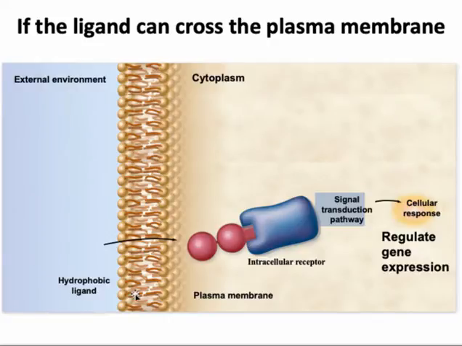Common signaling molecules that follow this pathway, that are hydrophobic ligands, are steroid hormones. Steroid hormones such as testosterone, estrogen, or cortisol are derived from cholesterol, which is a lipid. So all those steroid hormones are lipid-based hormones, so they are hydrophobic, they can cross the membrane, and they can bind to a receptor and activate gene expression.